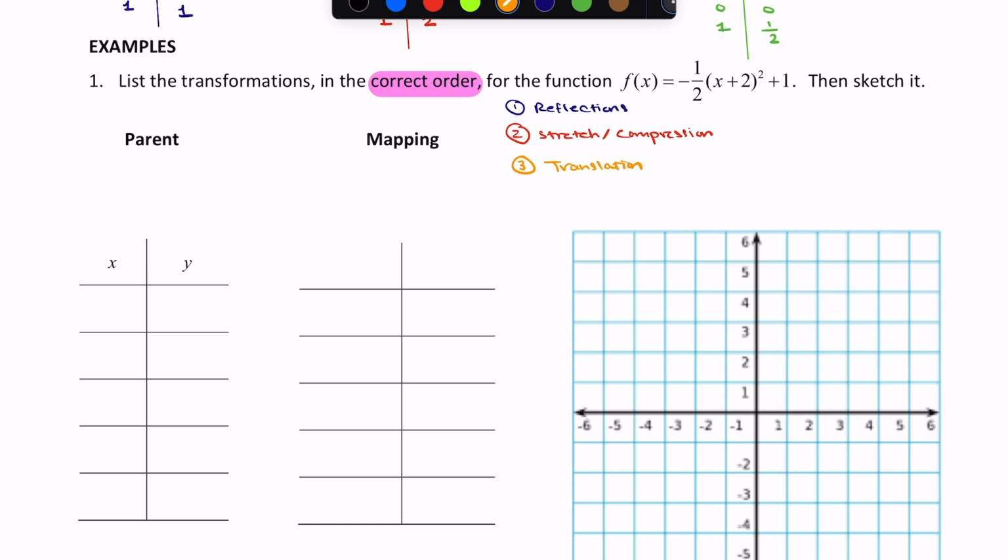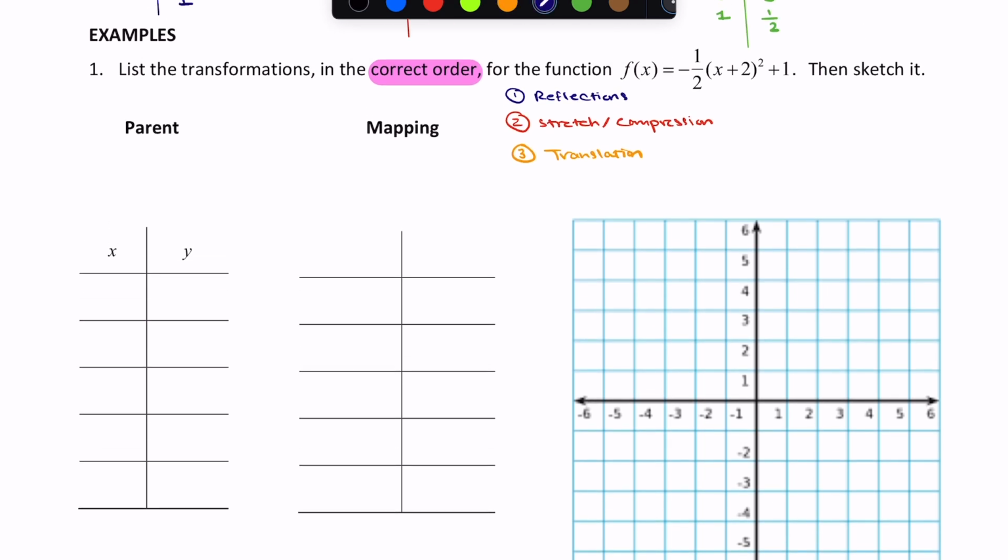Okay, so let's take a look at this. So here, if we write our reflections to start, we see that there is a reflection across the x-axis. That's from the negative in front of the 1/2. And from the 1/2, we can see that there's a stretch by a factor of 1/2.